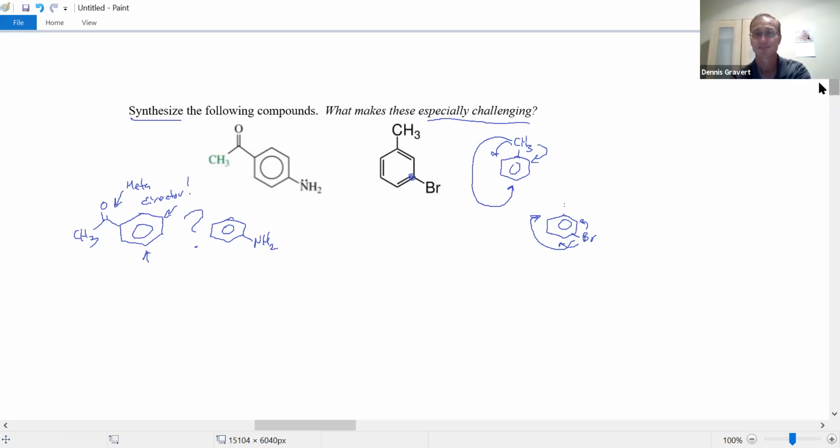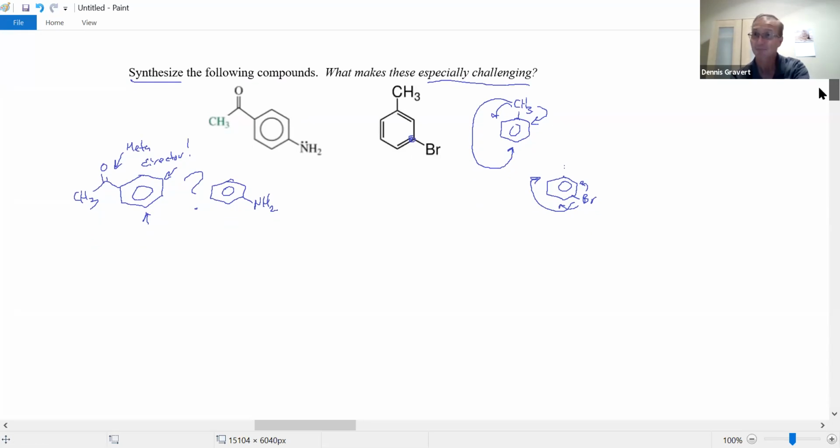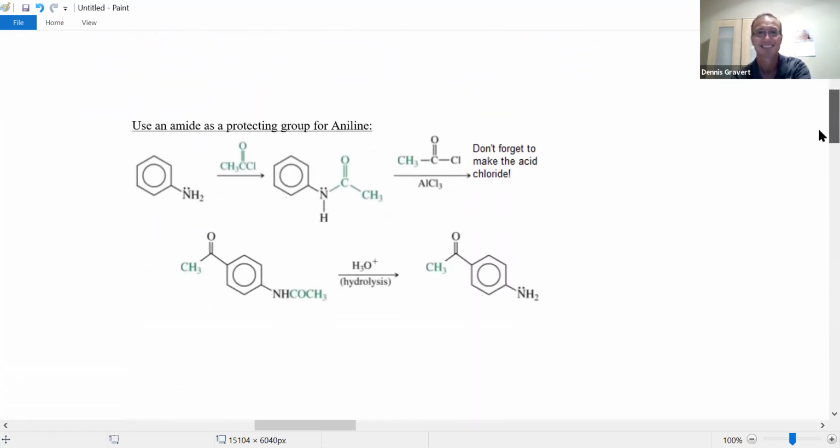But here's the workaround. Sandmeyer reactions and protecting groups. We use the amide group as a protecting group. So, lots of ways of making amides. Here you can use an acid chloride, and I know we used pyridine in the past. You can throw that in there too. You can also use excess aniline that can serve as the base. We saw that back in Unit 3.